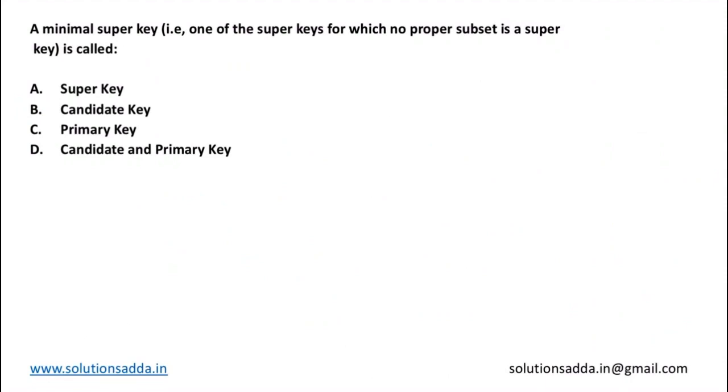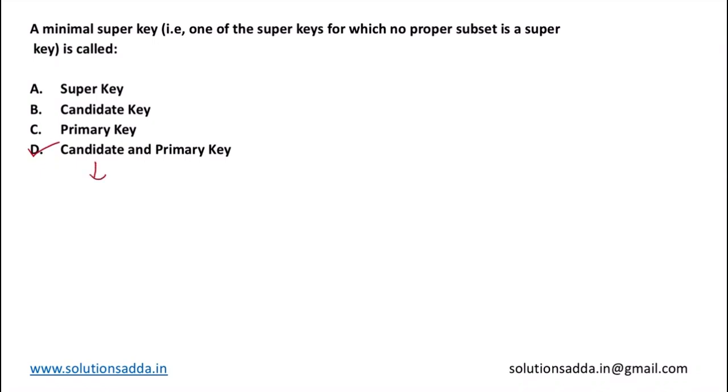This is a question from database management systems. A minimal super key, that is one of the super keys for which no proper subset is a super key, is called. Options are super key, candidate key, primary key, or candidate key and primary key. The correct answer for this question is option D, candidate key and primary key.